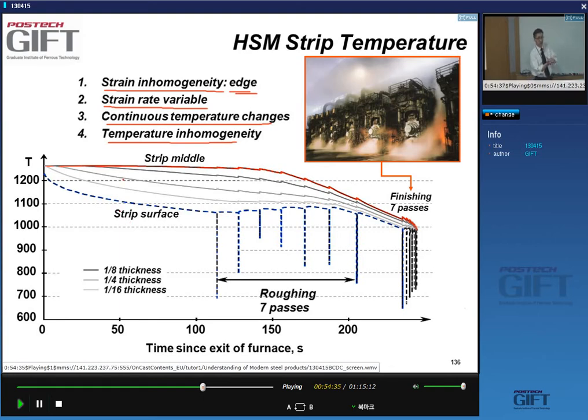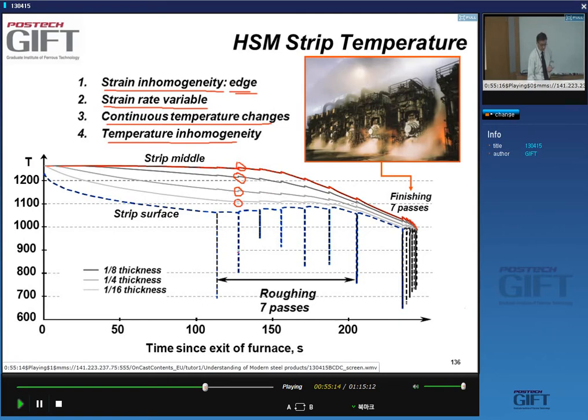it gets cooled. Yes, so you can see the roughing passes in the temperature profile of the surface, because every time you touch the cold roll surface, you get a spike in the temperature. In the interior of the material, it's just the reverse. There, I'm deforming the material at very high strain rates. I get adiabatic heating. So in the interior of the material, the temperature actually increases during the rolling, okay?